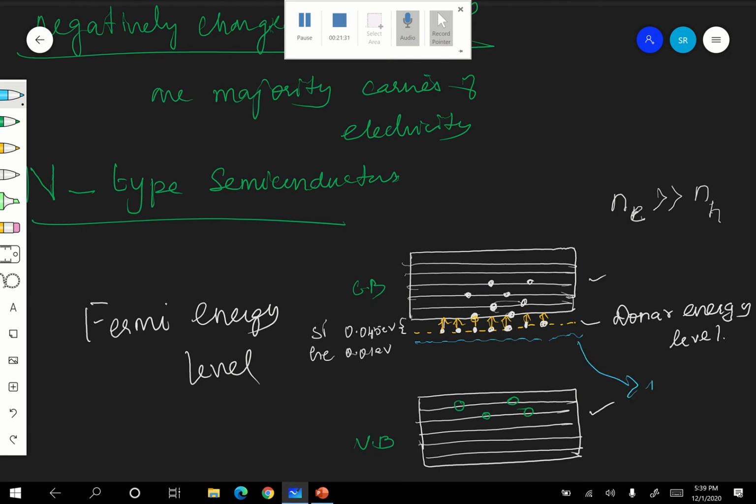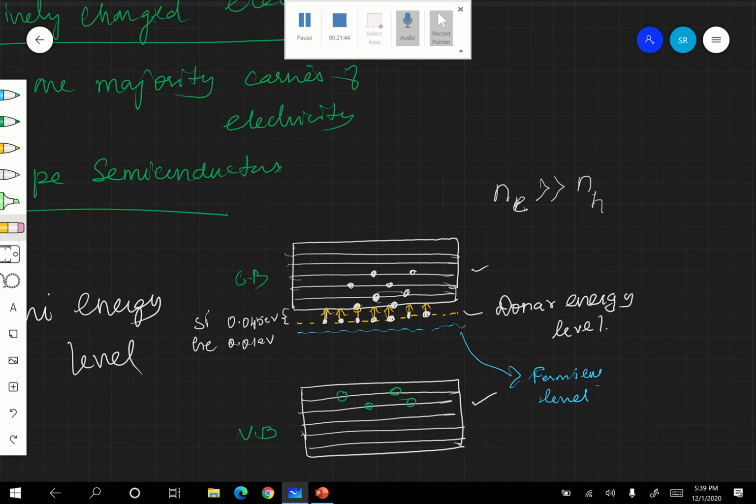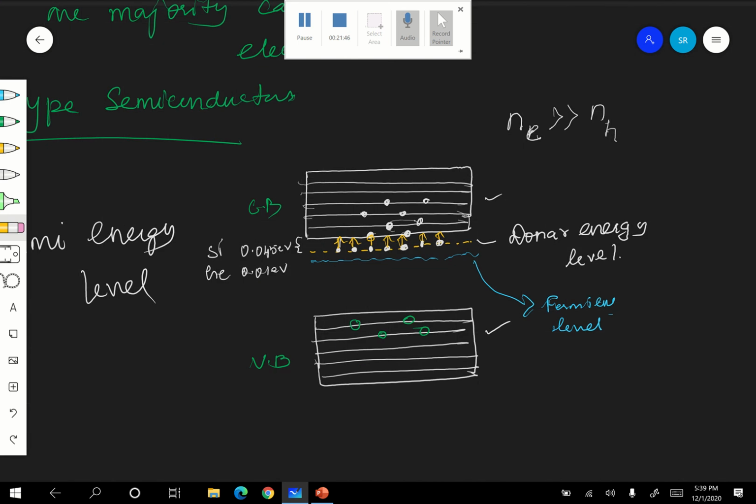So, this is the Fermi level. Are you following? Therefore, the Fermi energy level will definitely be shifted. In the intrinsic semiconductor it will be exactly halfway. But here it will be shifted towards the conduction band, just slightly below the donor energy level.